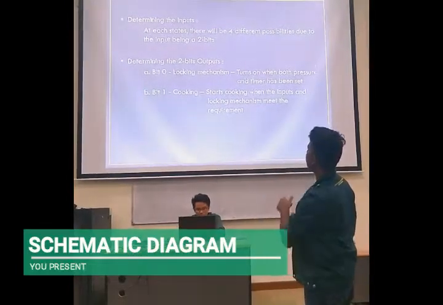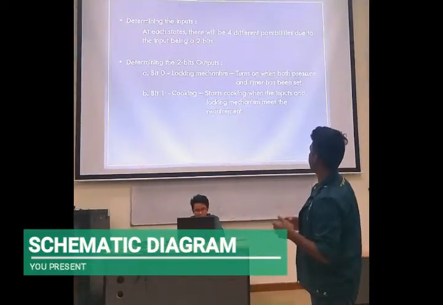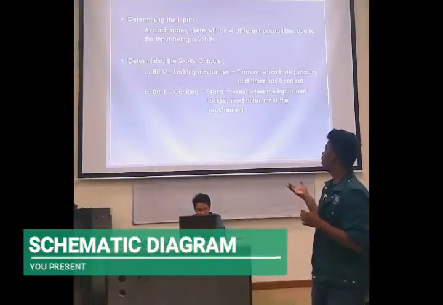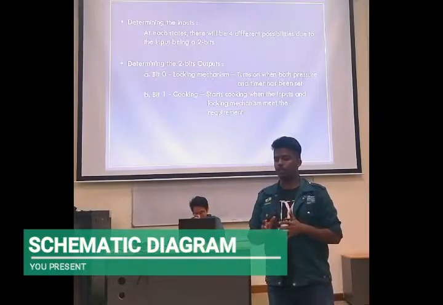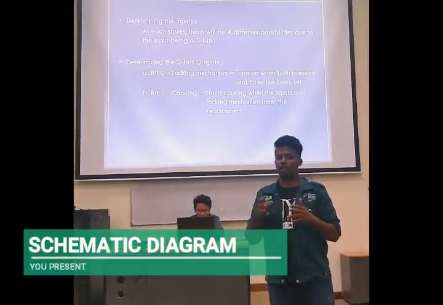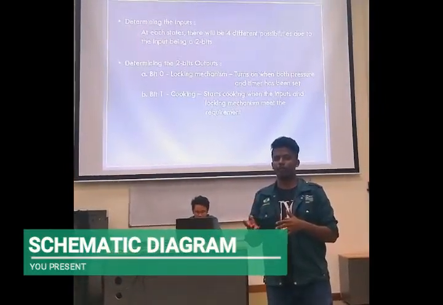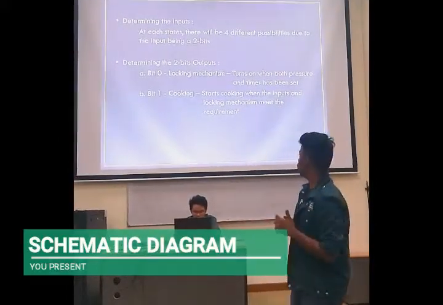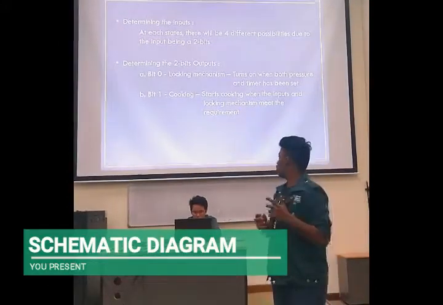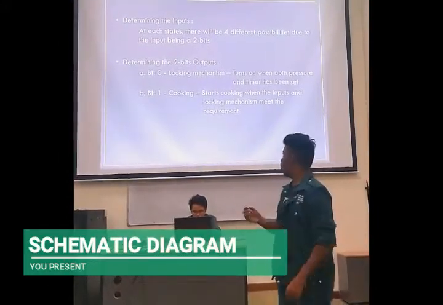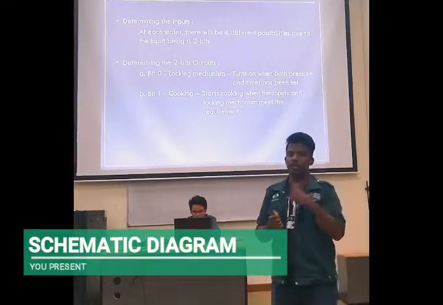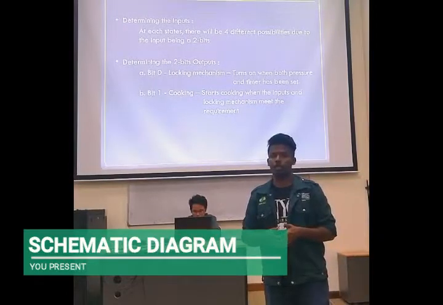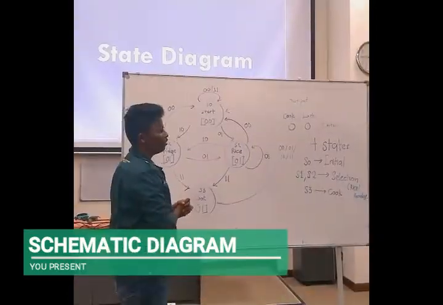For the input, at each step there will be 4 different possibilities because the input is 2 bits. The reason why we choose 2 inputs is that they can give 4 combinations, the maximum being 4. Later at the state diagram I will explain. For the 2-bit output, bit 0 stands for locking the mechanism, which is locking the lid of the electric pressure cooker, and bit 1 stands for cooking. So now let me explain to you.